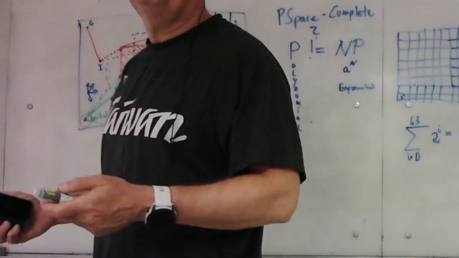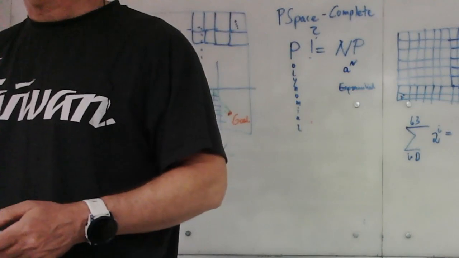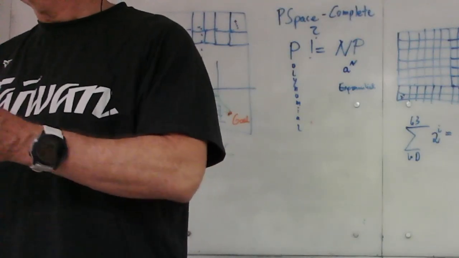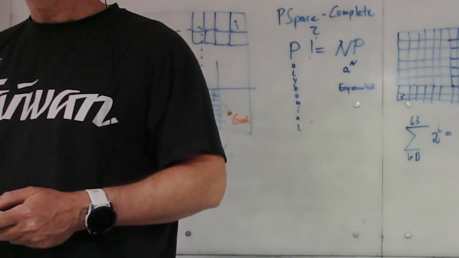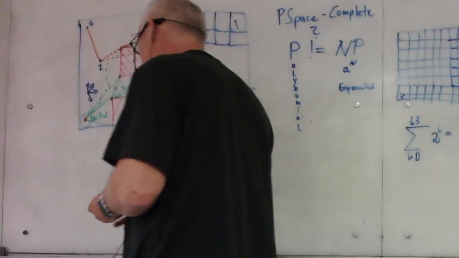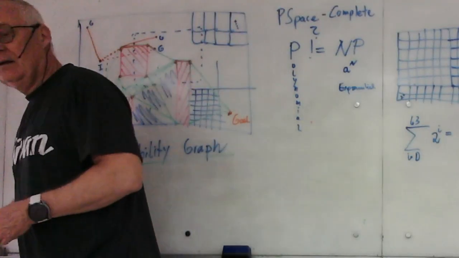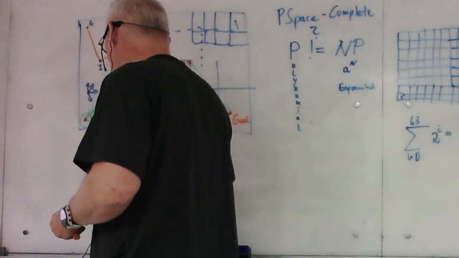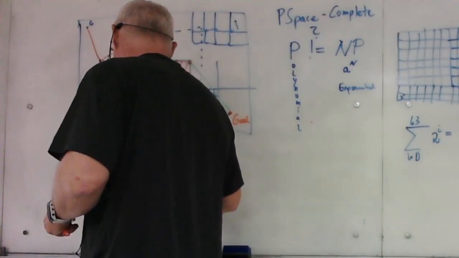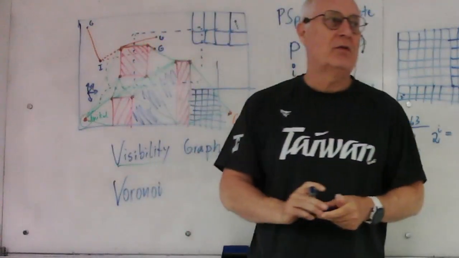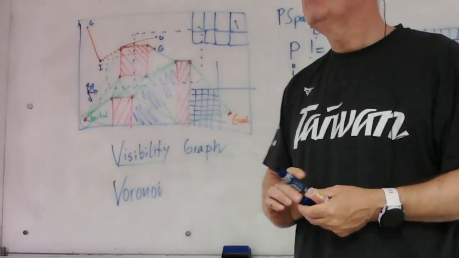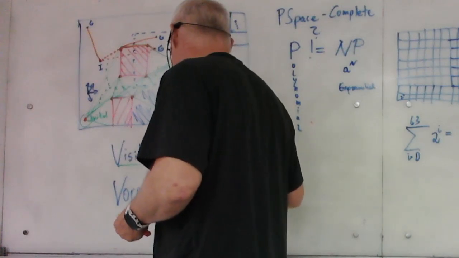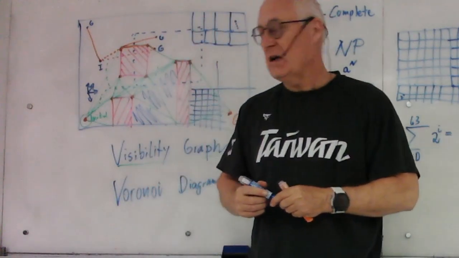Because that gives you the most safety. That's the safest path for the robot. We don't really care about the shortest path. We want to have the safest path. Now, to do that, this can be calculated using a Voronoi diagram. And there's an efficient algorithm for constructing this.